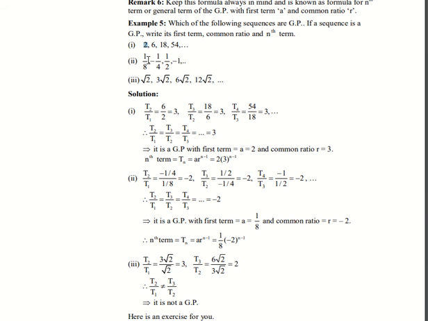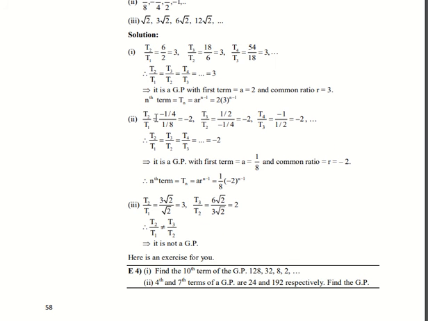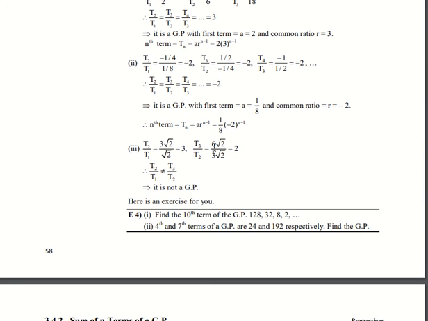Alright, now what we have is 1 by 8, minus 1 by 4, 1 by 2, minus 1. T2 by T1 is minus 1 by 4 by 1 by 8, that's minus 2. T3 by T2 is this by this, which is minus 2. Similarly, T4 by T3 is minus 2. So if you see, all of them are coming out to be the common ratio minus 2. Therefore this is a GP with the first term 1 by 8 and common ratio minus 2.